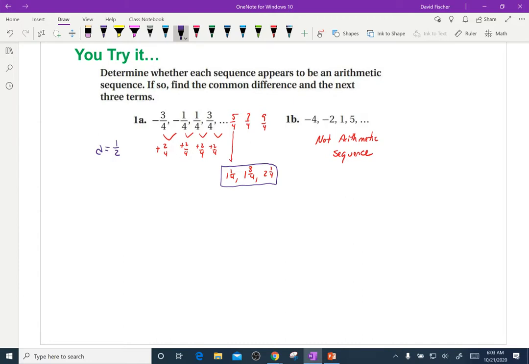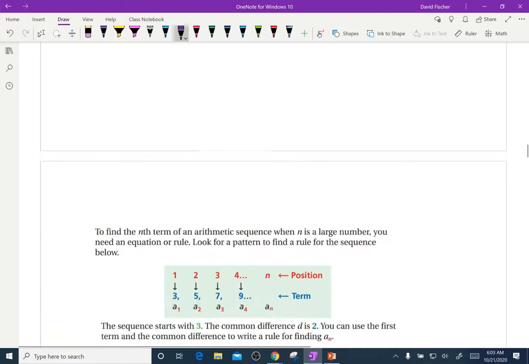This next one wasn't an arithmetic sequence. I got from negative 4 to negative 2, so it looks like I added 2 to get there. And then here, it looks like from negative 2 up to 1, I'd have to add a 3. So that's not an arithmetic sequence.